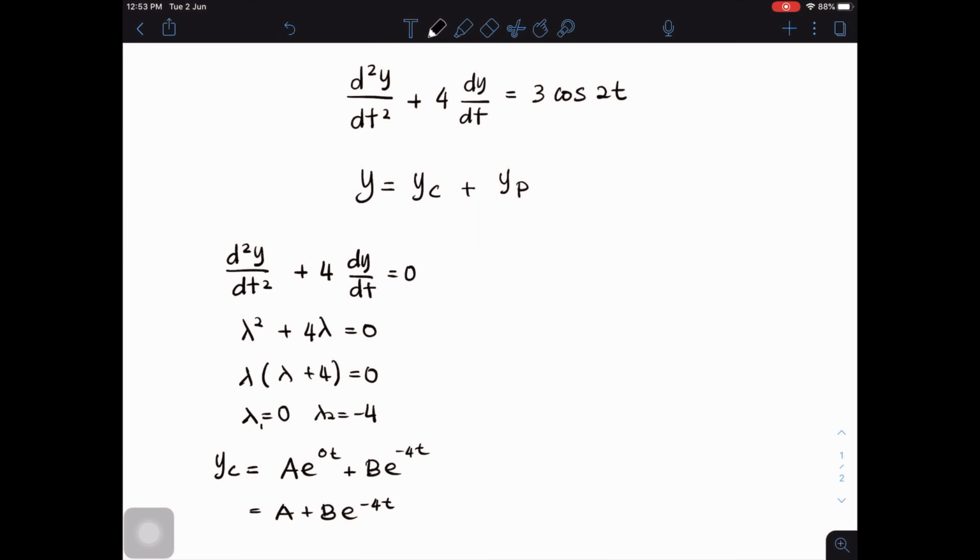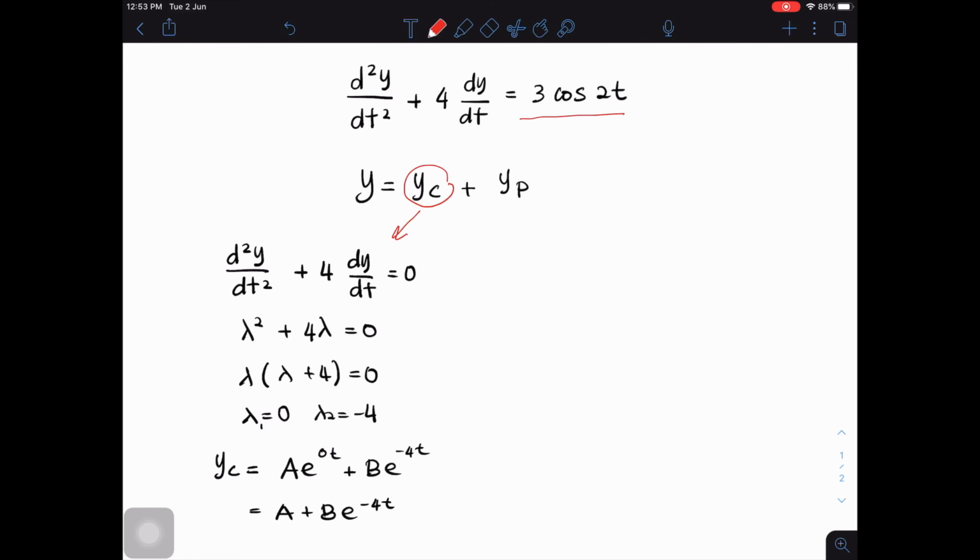Hey everyone, let's discuss how to solve non-homogeneous second order differential equations by using undetermined coefficients when it involves a trigonometric function as f(x). As we already know, to find the solution to our non-homogeneous second order ordinary differential equation, y is equal to yc plus yp, where yc is the solution for the homogeneous part.